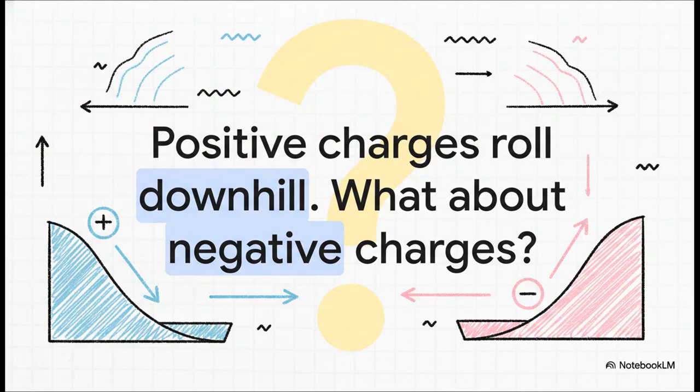So we've pretty much established that our invisible landscape shows the path a positive charge will take. It's like a ball rolling downhill, from high potential to low. But that leaves us with one last little thought to ponder. What would a negative charge, like an electron, do in this exact same landscape? We'll leave you with that to think about.